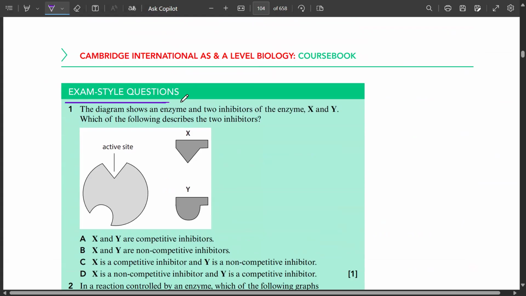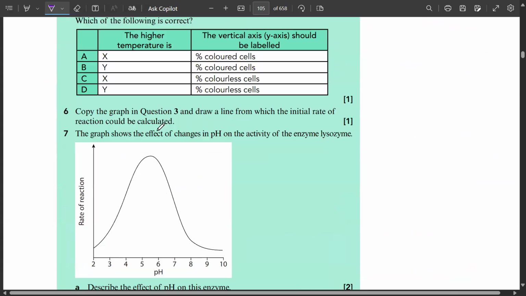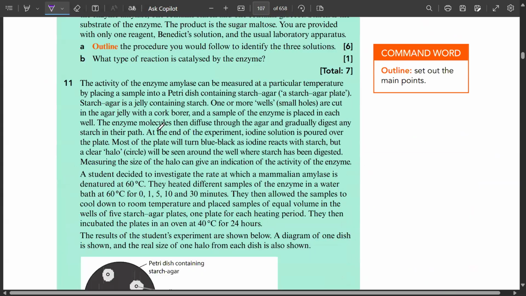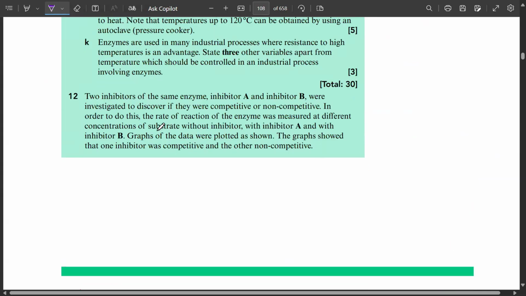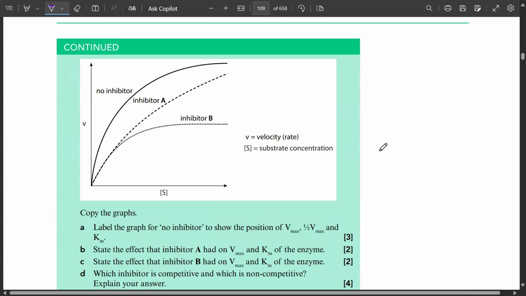Now you are to submit me all of these exam style questions by tomorrow. Question number 1, 2, 3, 4, 5, 6, 7, 8, 9, 10, 11, 12. There are 12 questions. There are a total of 12 end of chapter questions.